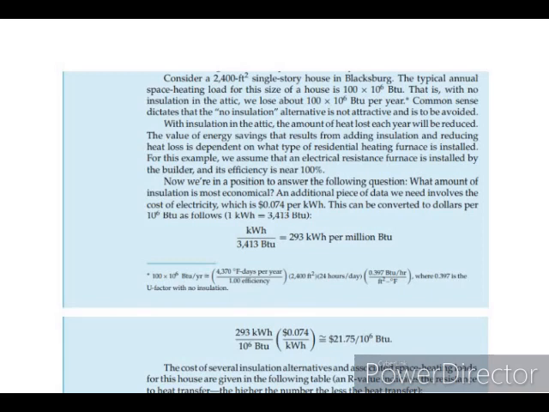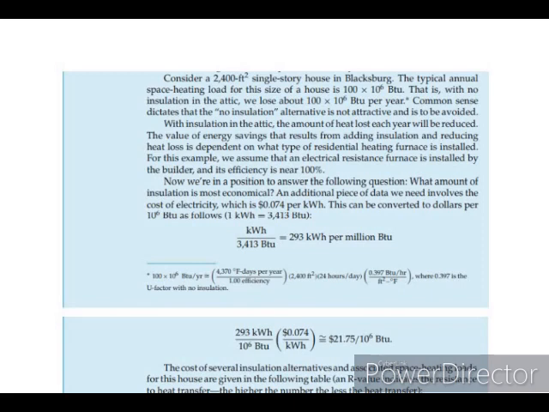So common sense dictates that the no insulation alternative is not attractive and is to be avoided, because with insulation in the attic, the amount of heat loss each year will be reduced. So the value of energy savings that results from adding insulation and reducing heat loss is dependent on what type of residential heating furnace is installed. Because in their country, it is very cold. That's why insulation to conserve heat is important.